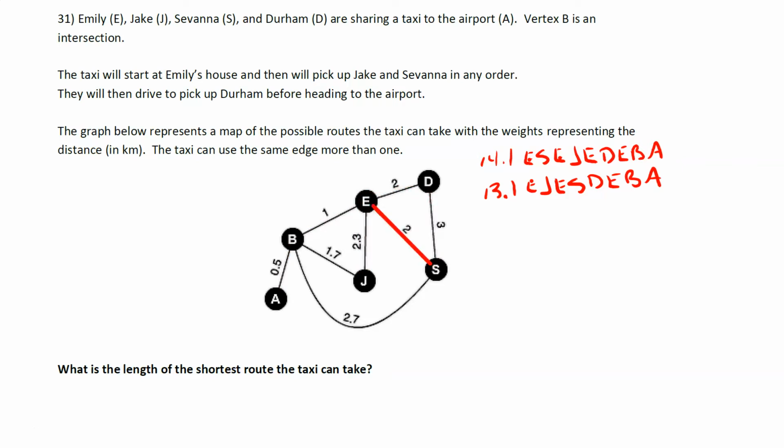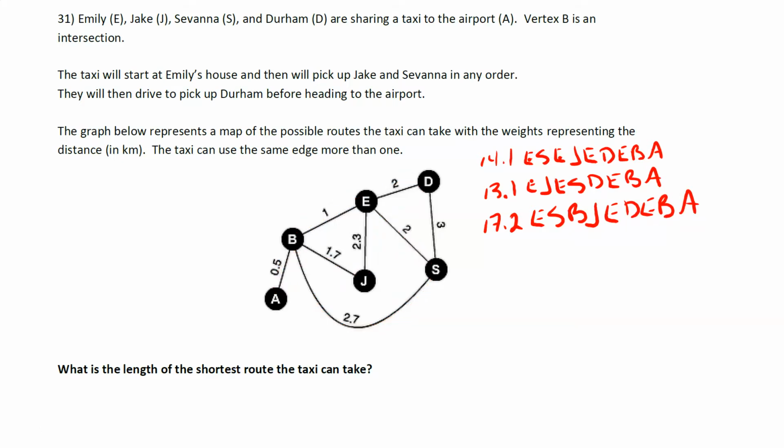We'll start off with going to Savannah first. This time we're going to take the bypass here over to intersection B, then from B to get Jake, back past Emily's house, over to Durham's house, back to Emily, back to the intersection, and then off to the airport. Adding each of those up, we've got 2, 2.7, 1.7, 2.3, 2, 1, and 0.5, which adds up to 17.2.